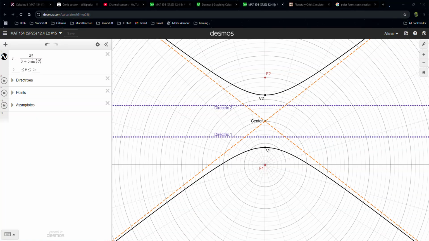So there you can see I graphed it in Desmos. I have the directrices, and the points, the foci and the vertices and the center, and then there's the asymptotes. Just like we said they would be. Right, you can see that the equations are making the graphs work out.